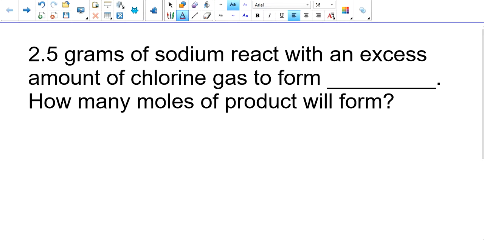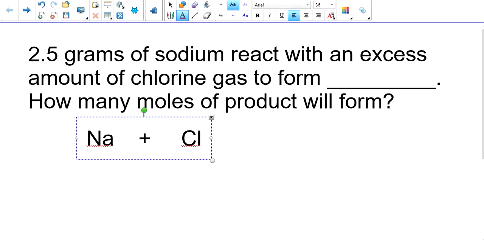And so I know that this is a stoichiometry problem, which is going to use the BCA table because it tells me up here the amount of one substance, and then I want to know the amount of another substance that's going to form. So the first thing I need to do is write the chemical reaction. To do that, I need to know that the formula for sodium is Na, and it says it's reacting with an excess amount of chlorine gas. Chlorine gas is one of those diatomic elements, and so therefore you need to make it like that.